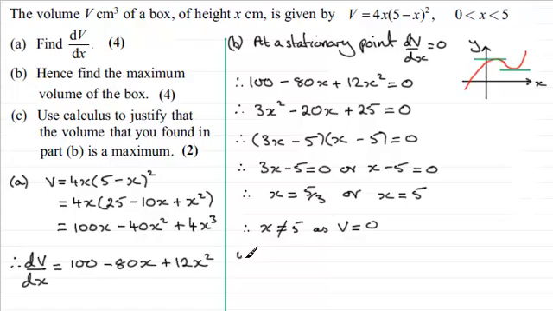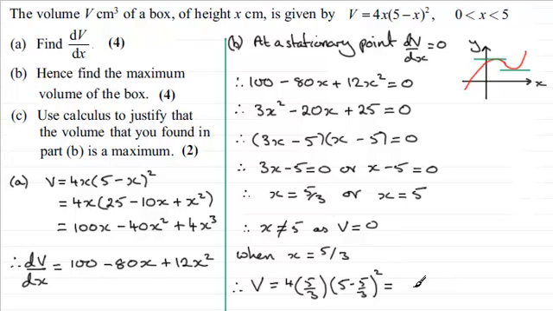So we're just looking to find out the value of v when x equals 5/3. If you were to substitute this into our equation for v up here, we'd find that v equals 4 multiplied by 5/3, then multiplied by 5 minus 5/3, all squared. And what you get, if you work this out, is 2000 over 27. That'll be measured in centimetre cubes.